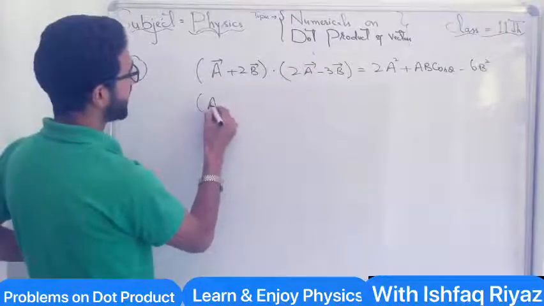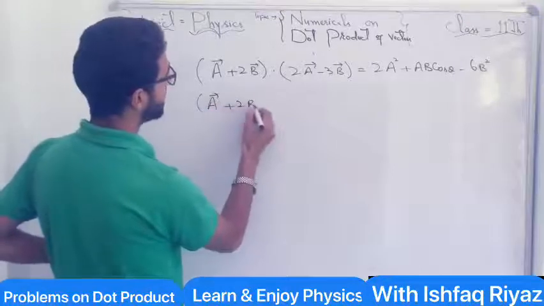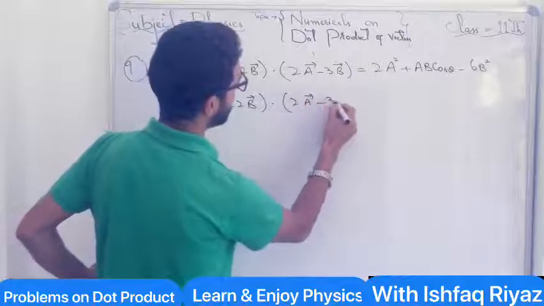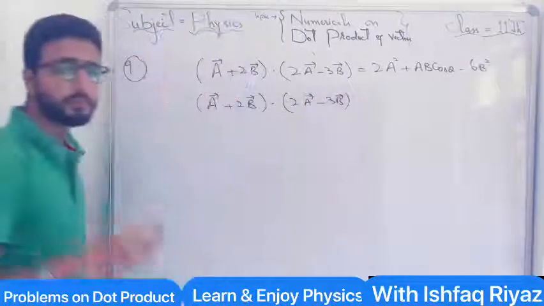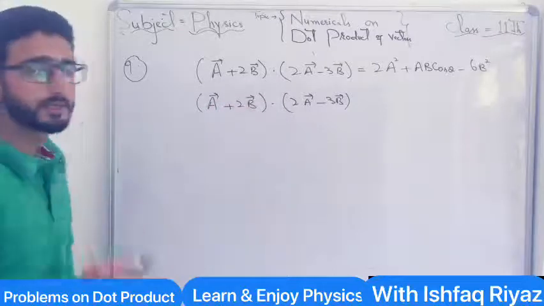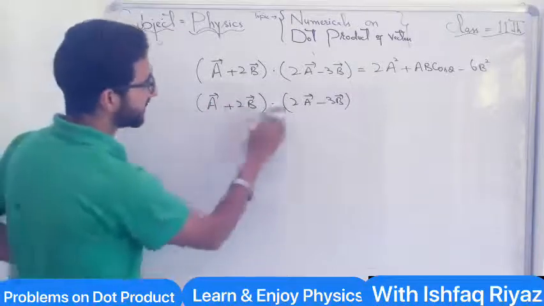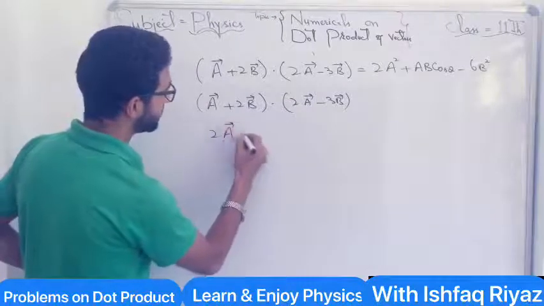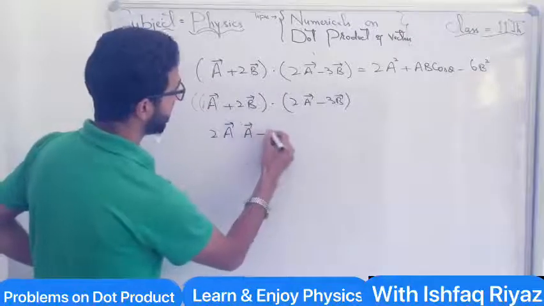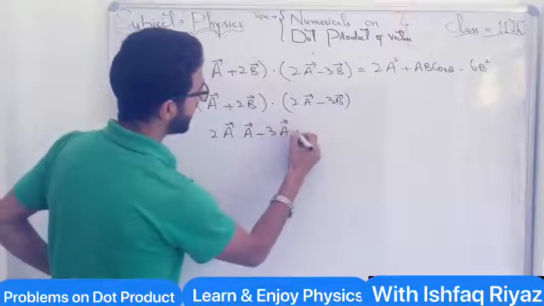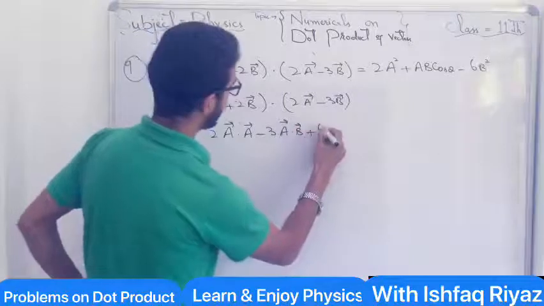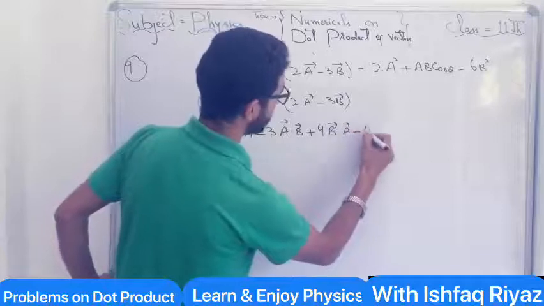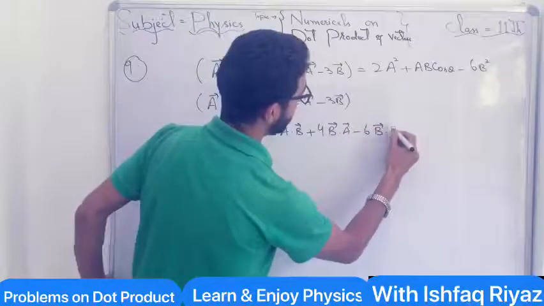So this is vector A plus 2b dot of 2a minus 3b. Now I will use the properties of the dot product of the vectors here, that is the distributive property. So 2 into 1, that is 2 a dot a. Let me write first, this is 2 into a dot a, this is minus 3 into a dot b, plus 4 into b dot a, minus 6 into b dot b, right?